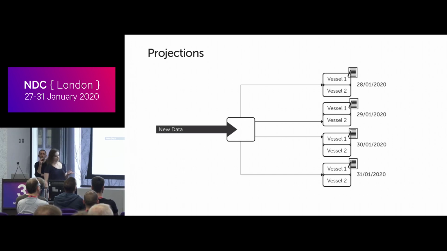And then within each file, we'd sort the data by vessel, and then for each vessel, sort the data by timestamp. So in this really simple example, this just means that the first half of each file will be the track for vessel 1, and the second half will be the track for vessel 2.